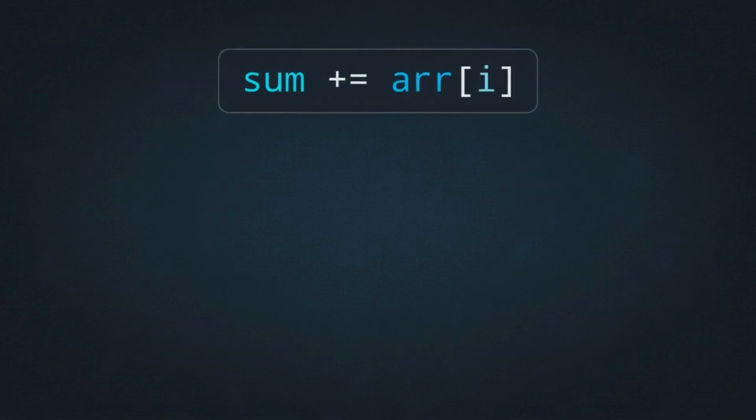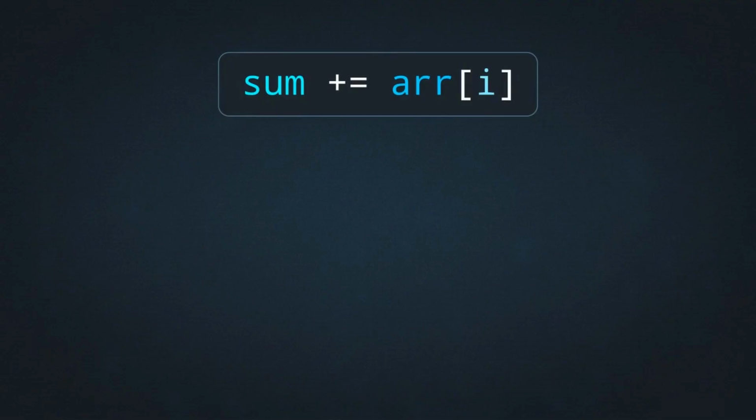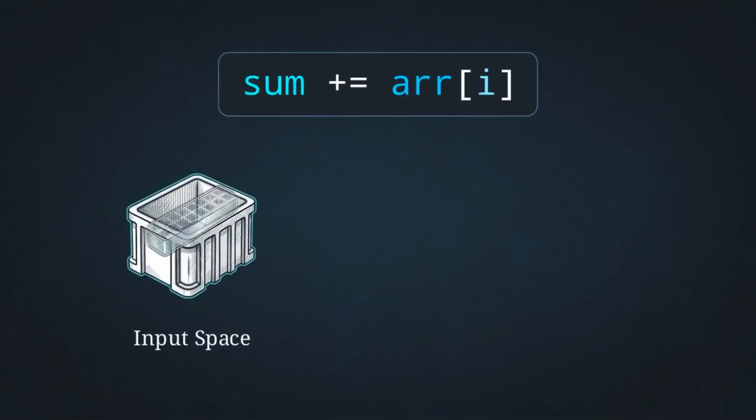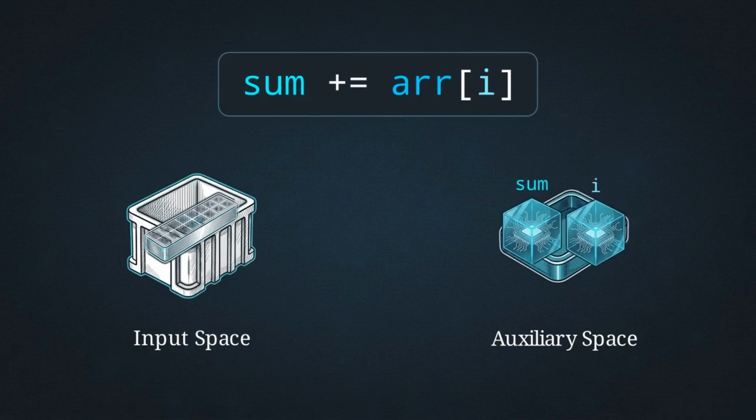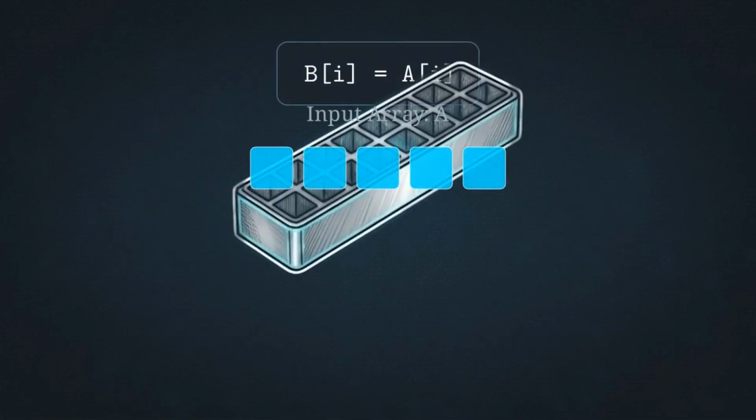Let's look at a loop summing elements of a given array. The array is the input. To calculate the sum, the program only needs 2 extra variables, one to track the running total and one for the loop index. Because those variables remain constant regardless of array size, the auxiliary space is fixed at O of 1.